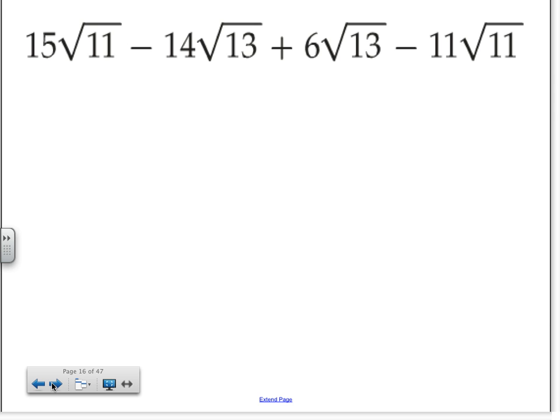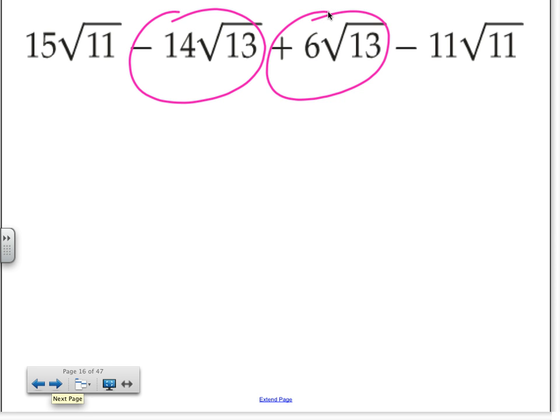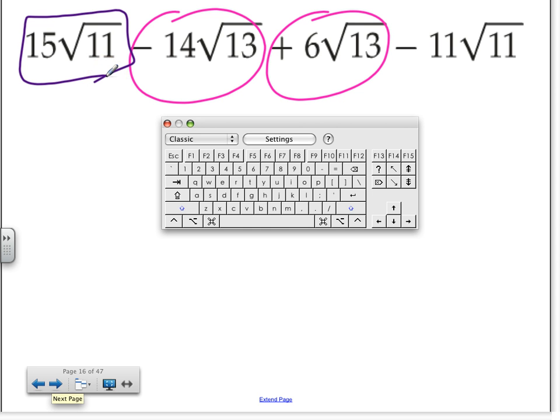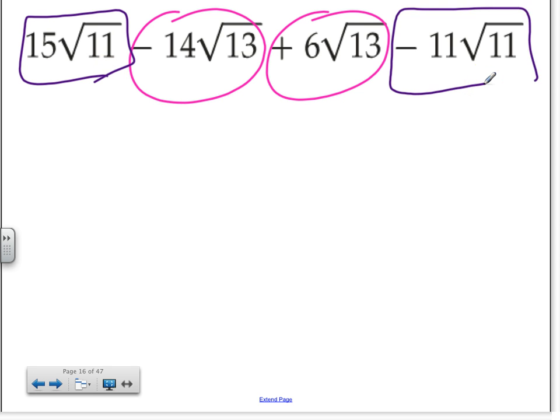13 and 11. Okay, so let's just start boxing and circling. What would you circle? Negative 14 radical 13. Okay, so you circle that one. What else would you circle? 6. Very good. Okay, what else would you box in? 15 radical 11. Negative 11 radical 11. There it is.